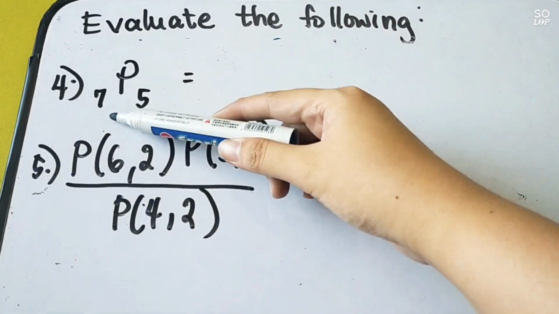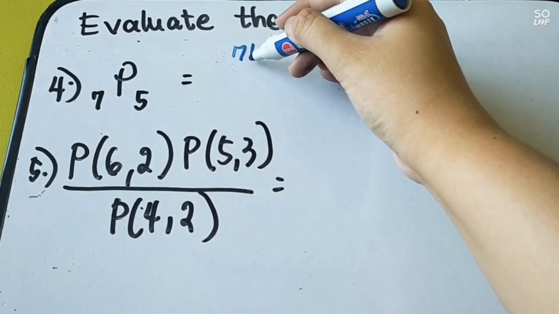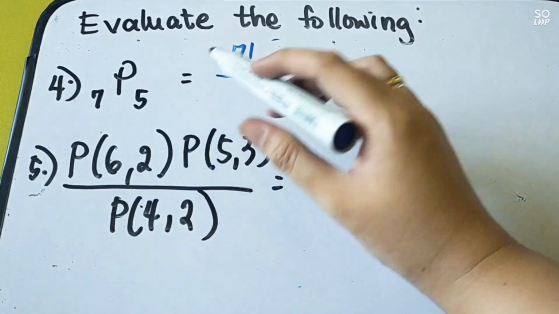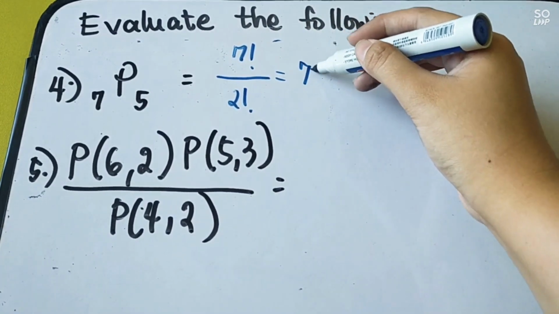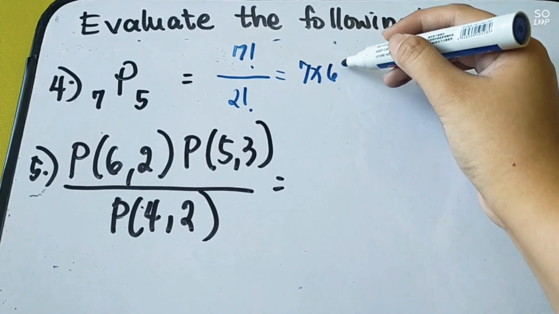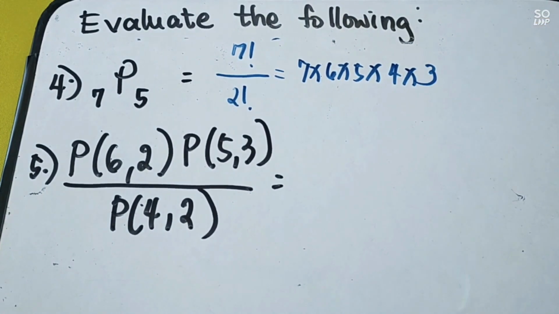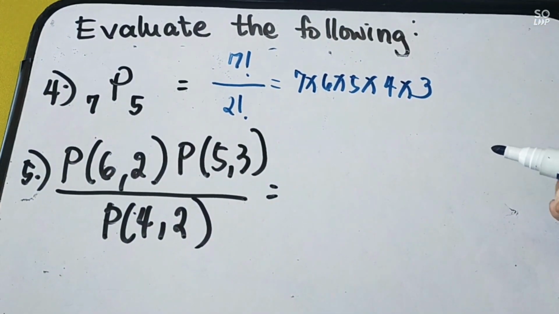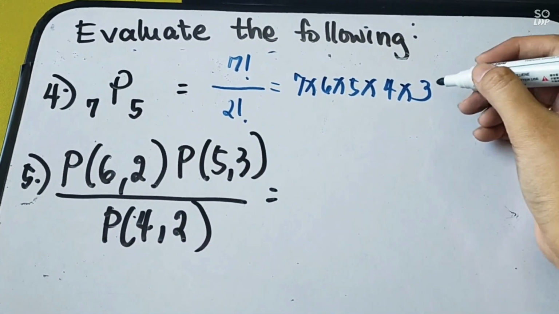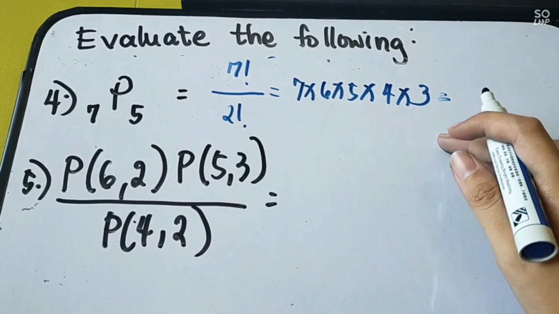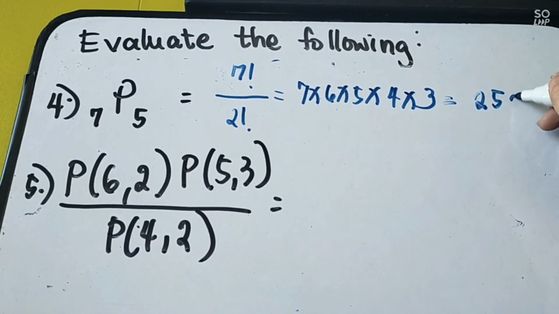So, let us have another example. Number 4. 7 taken 5 at a time. So, we have 7 factorial over 7 minus 5. The answer is 2 factorial. So, meaning, 7 times 6 times 5 times 4 times 3. Stop ka na doon. Bakit nag-stop ka na doon? Kasi 2 factorial, maka-cancel out na yon. Kaya hanggang 3 lang. Is it clear? Then, if you multiply these numbers, the product is 2,520.